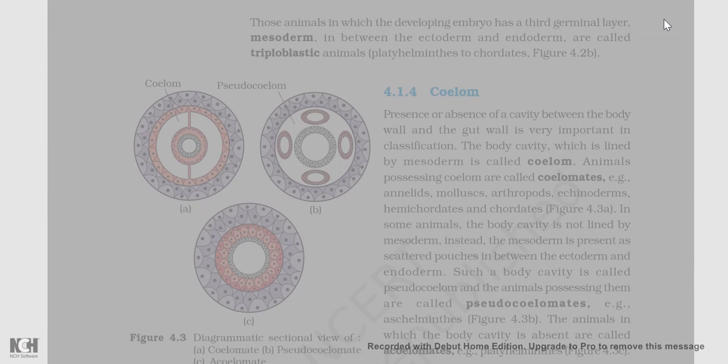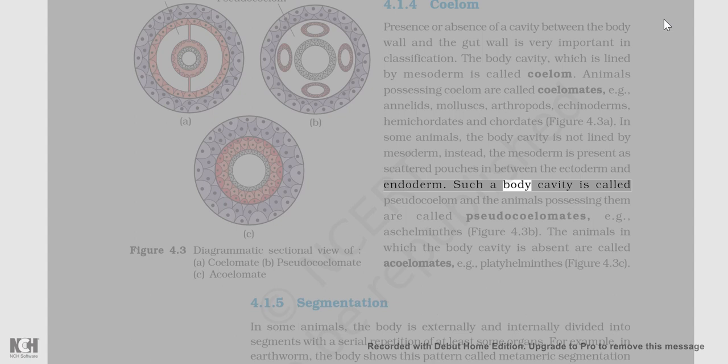4.1.4 Coelom presence or absence. The presence or absence of a cavity between the body wall and the gut wall is very important in classification. The body cavity, which is lined by mesoderm, is called coelom. Animals possessing coelom are called coelomates, e.g., annelids, mollusks, arthropods, echinoderms, hemichordates, and chordates, figure 4.3a. In some animals, the body cavity is not lined by mesoderm; instead, the mesoderm is present as scattered pouches in between the ectoderm and endoderm. Such a body cavity is called pseudocoelom, and the animals possessing them are called pseudocoelomates, e.g., aschelminthes, figure 4.3b. The animals in which the body cavity is absent are called acoelomates, e.g., platyhelminthes, figure 4.3c.